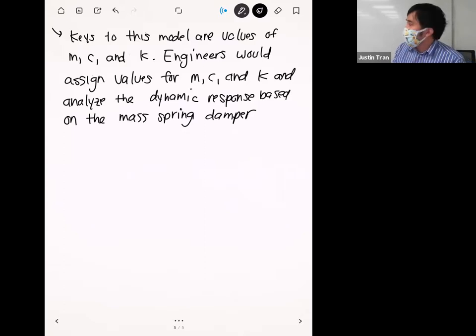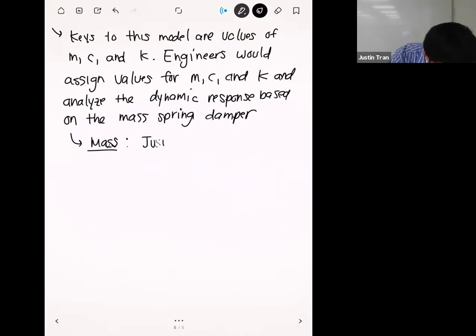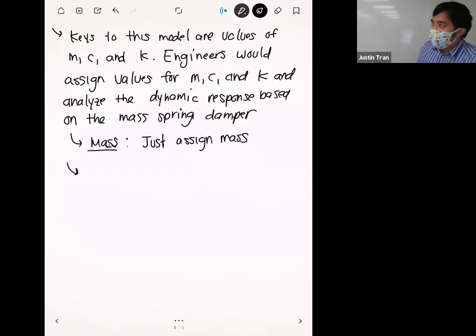These are good to think about in general: if you have a general structure, what aspects of that structure are going to go into each of these parameters? All right, so let's start with the mass. The mass is I think the simplest. For the mass, you can just assign the mass of whatever structure you have. There's very little approximation that has to be done there, or very little ambiguity.